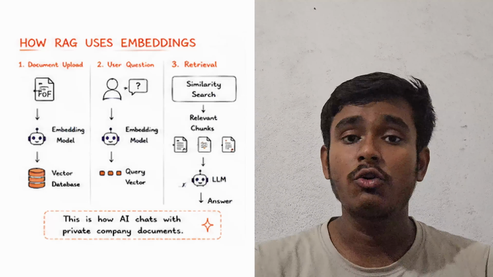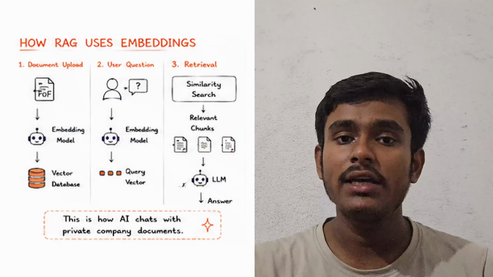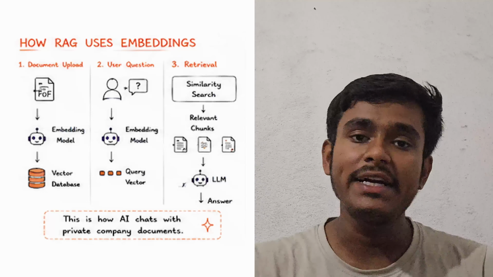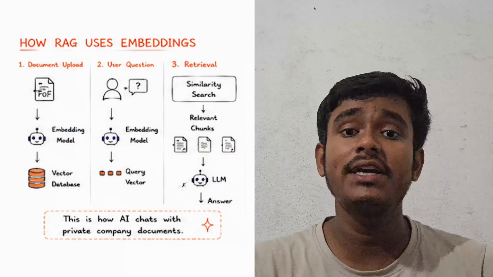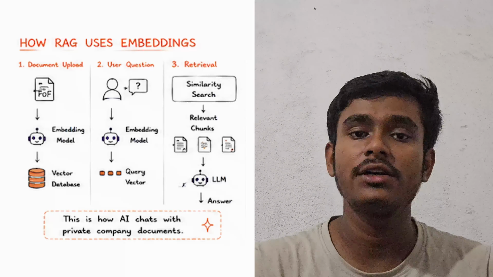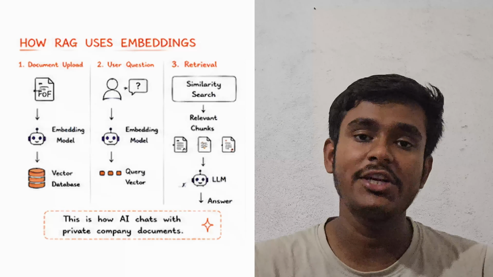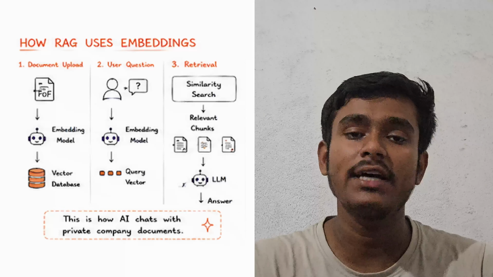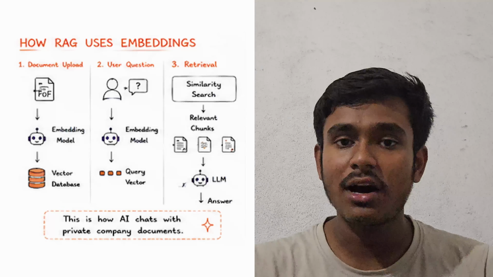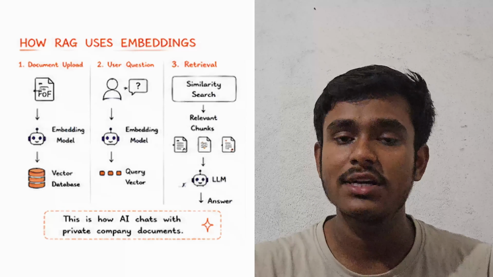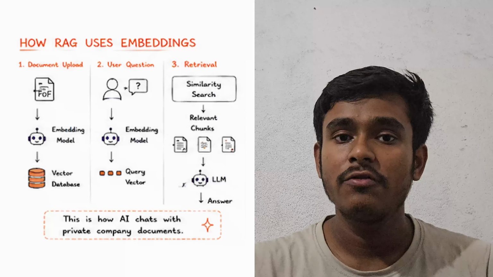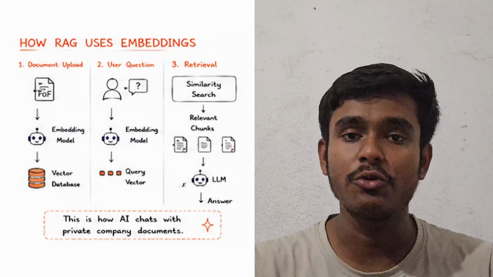And then the query embedding of the user is used for similarity search to find all the relevant chunks of the document which were uploaded. And then the large language model generates the answer using all those chunks as context. So this is how ChatGPT-like applications can answer questions from private company documents.